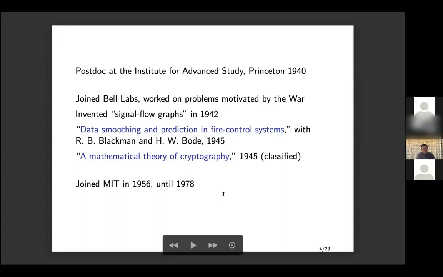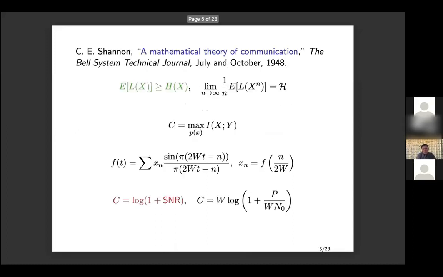After working at Bell Labs, he joined MIT to be on the faculty in 1956, and he retired in 1978. So now I will go through a few of Shannon's most important papers. The paper that lies behind what I'm talking about today is this one, Claude Shannon, A Mathematical Theory of Communication.